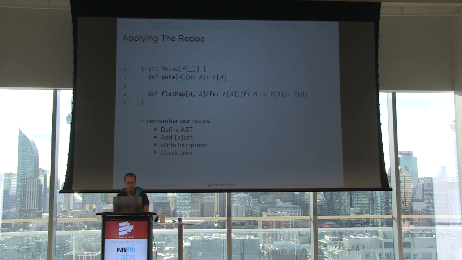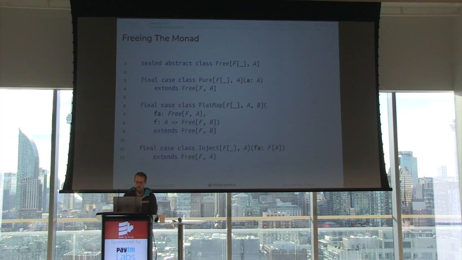So this is the type class again to recall, and let's define our AST. So this is the basic pattern. For each instruction of the type class, we add a case to our ADT. So we have a case class Pure that takes a value and just captures it. We have a case class FlatMap that takes a monadic value and the function and just captures it in the data structure. And then we have our special Inject case that just serves to embed our DSL operations into our free monad.